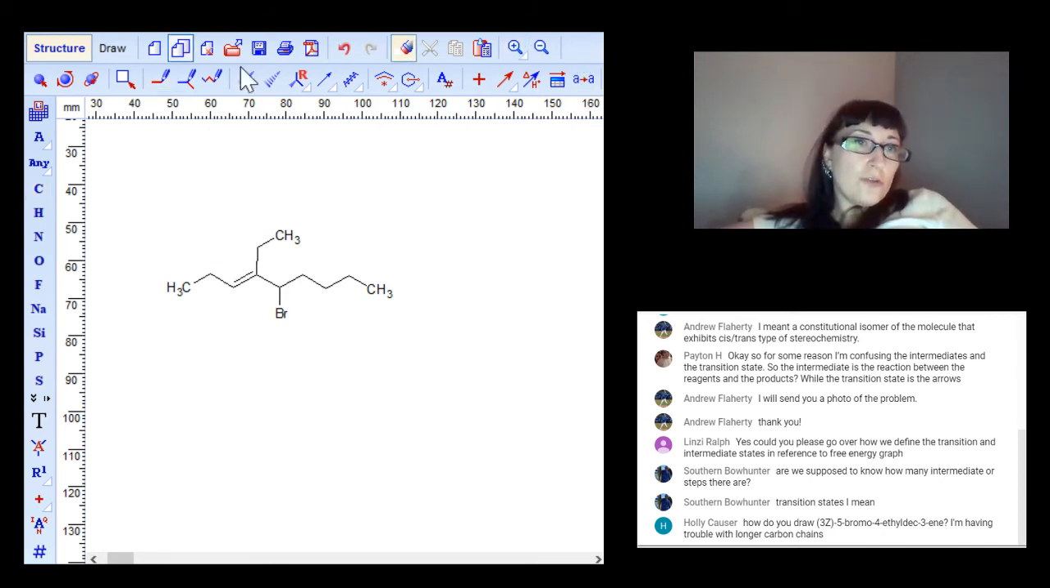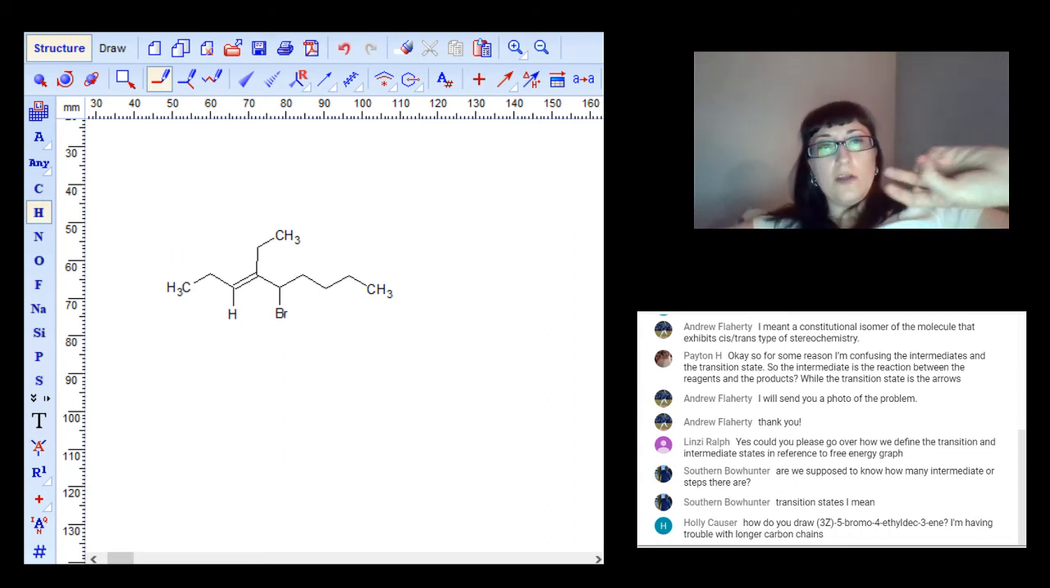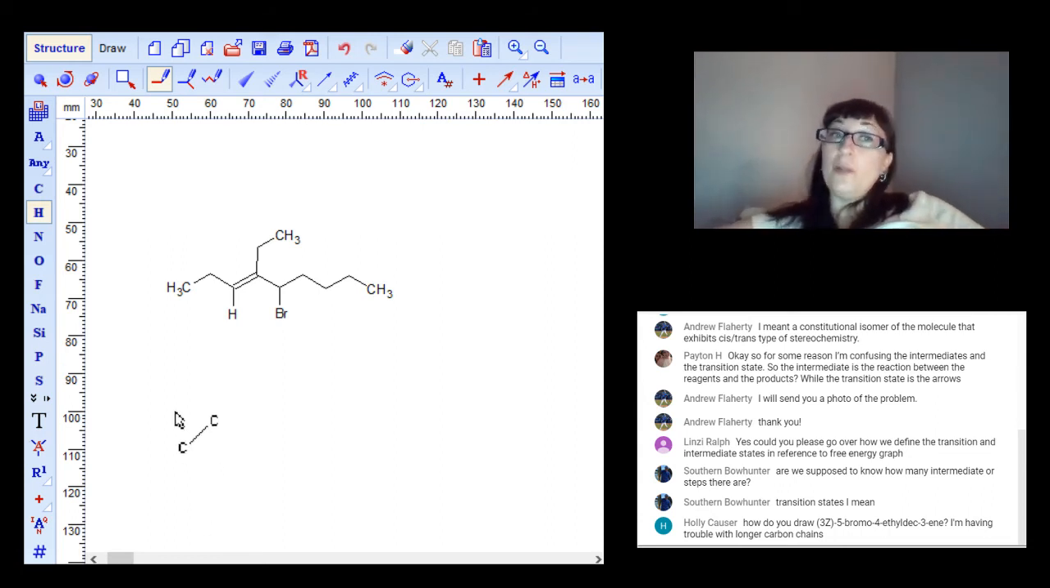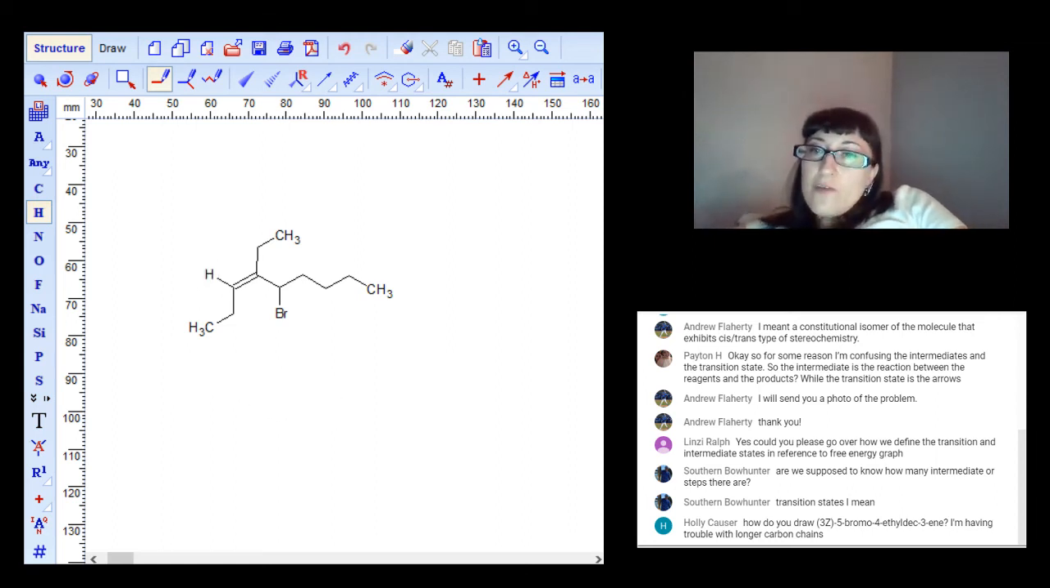So the easiest way to do that, if I'm looking at that and I wrote the wrong stereochemistry, is to realize that there's a hydrogen there. I need to flip two groups, and the easiest two groups to flip on this structure would be the hydrogen and basically that ethyl group hanging off the end. So I will do that. And there we go. 3Z, 5-bromo-4-ethyl-dec-3-ene.